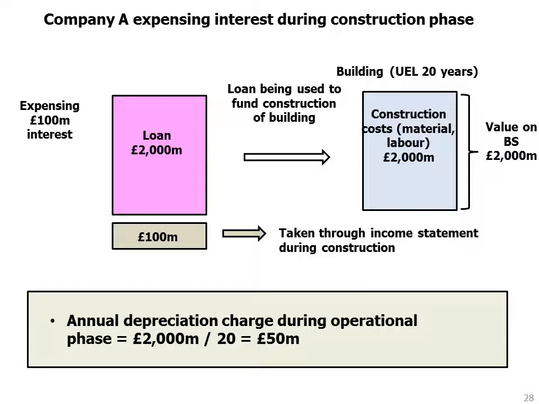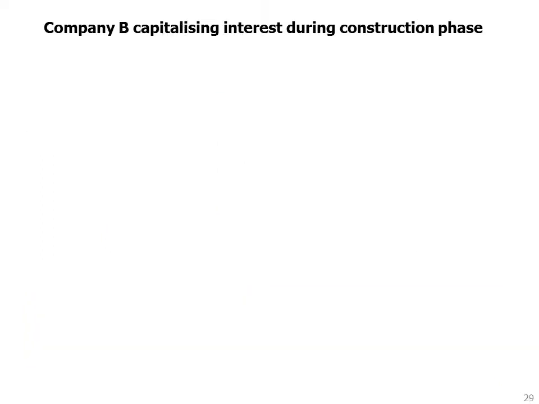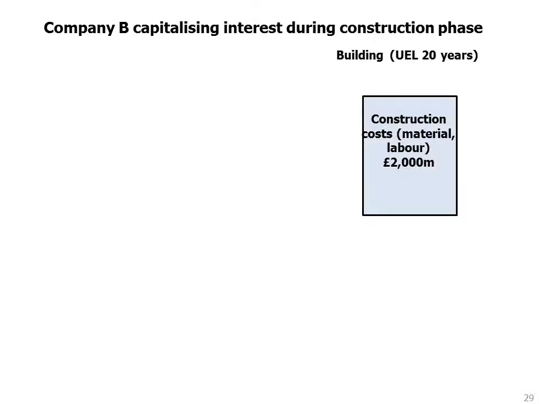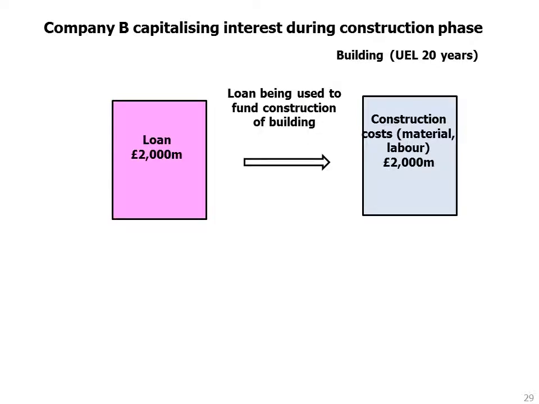And if we look at the operational phase, the annual depreciation charge for the building will be the depreciable amount. Let's assume it has zero residual value, 2,000 million divided by useful economic life of 20. The depreciation charge will be 50 million pounds. And now we'll look at company B, which capitalises interest during the construction phase. Same asset, so construction costs, material and labour, of 2,000 million. The same loan of 2,000 million being used to fund construction, but now rather than expensing this interest, we're going to capitalise it.